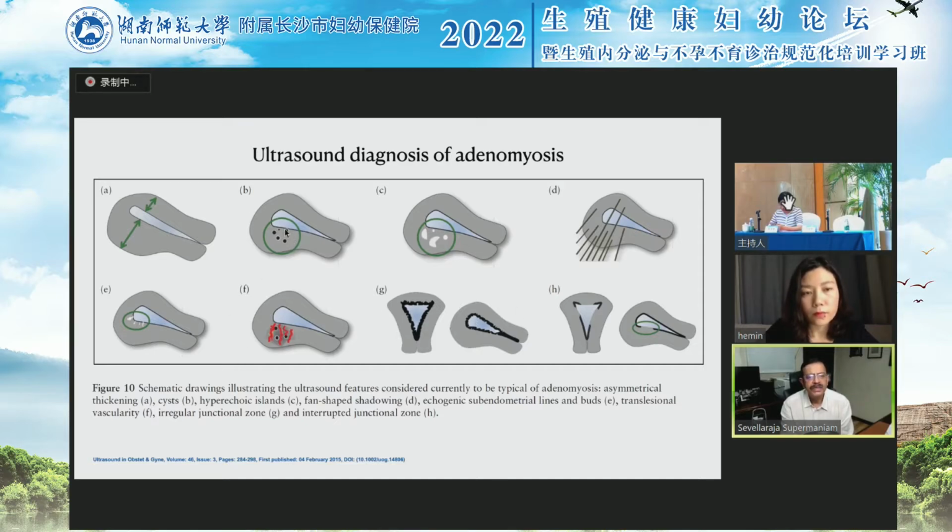In B, sometimes we see these small cysts. In C, sometimes we see these little islands, many islands. There's also this fan-like shape structure, which is sometimes very difficult to see. E is actually these echogenic subendometrial lines or buds. There can also be translesional vascularity. There are some vessels here. G is irregular junctional zone, and H is interrupted junctional zone. So these are the features that we see on ultrasound diagnosis of adenomyosis.